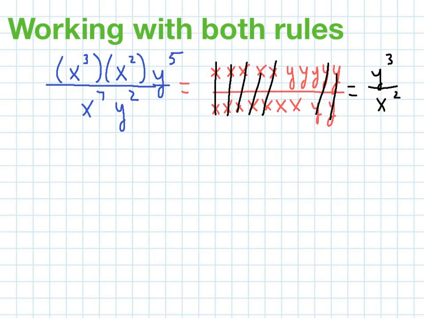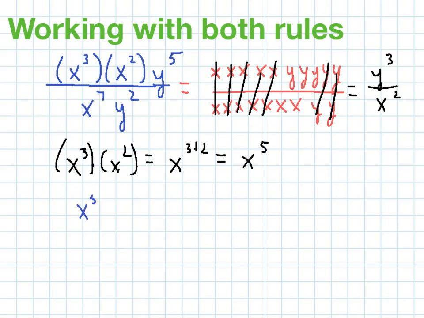But this is kind of a lot of work. So what if instead I used the idea of canceling without actually going through all this work? So the idea on top is I've got x to the third times x squared. Remember, this is like taking x to the 3 plus 2, which gives me x to the 5th. So now I have x to the 5th, y to the 5th, over x to the 7th, y squared.